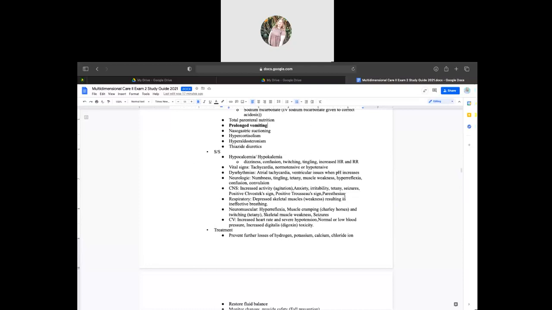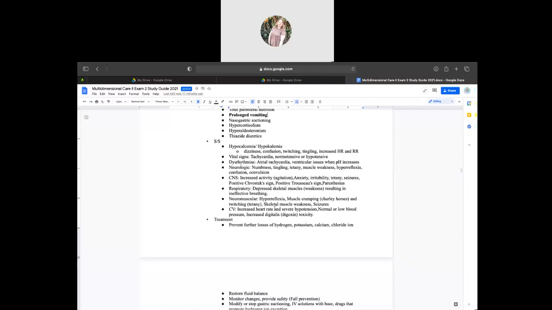You might have paresthesias. For your respiratory, you're going to have ineffective breathing. Neuromuscular, you're going to have cramping, hyperreflexia, weakness, seizures, high heart rate, hypotension. You might have an increase in digitalis toxicity.